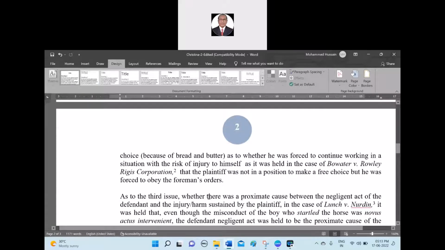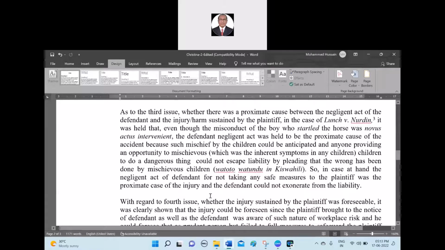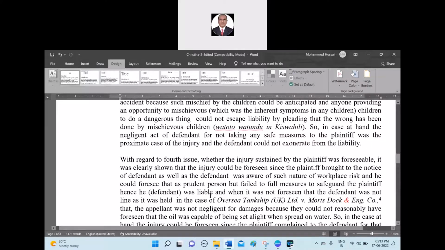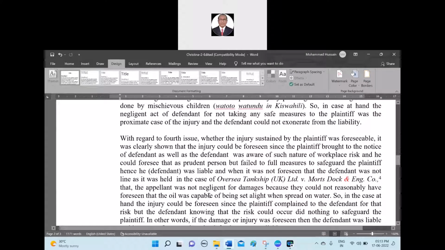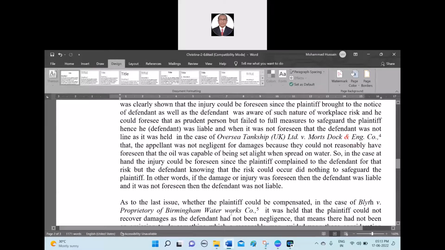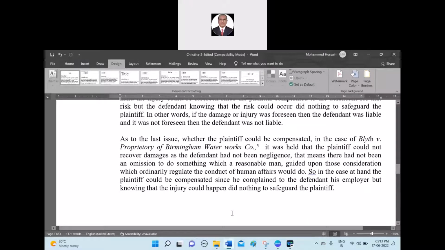For the second issue I quoted Bowater versus Rowley Regis Corporation. One case law I quoted. And next, as to the third issue, Launch versus Nurdin case law, and there is a Vatundu in Swahili. Children are mischievous. Okay, no matter. The fourth issue, you can take it. Fourth issue, I take the Overseas Tankship UK Limited versus Morse and Dock Engineering. And the fifth issue, Birmingham Water Company Limited.